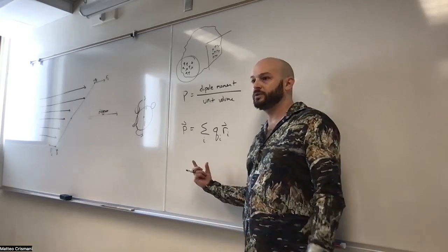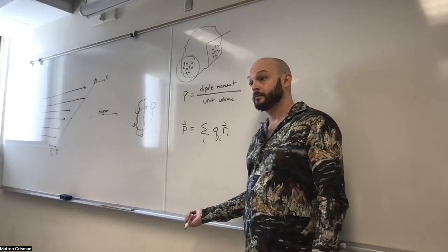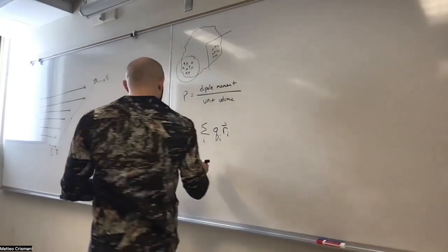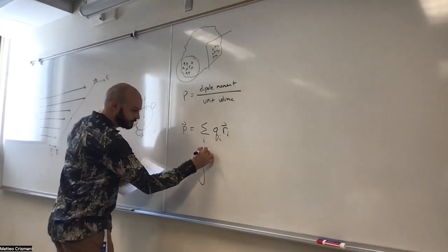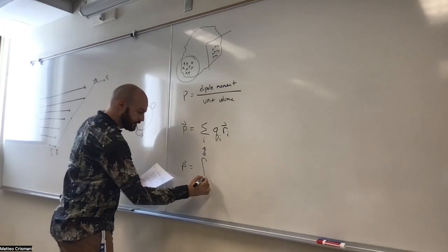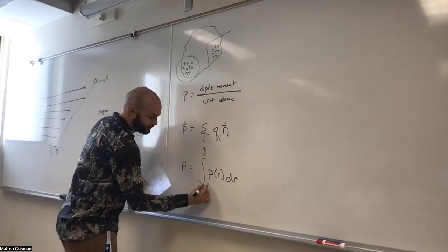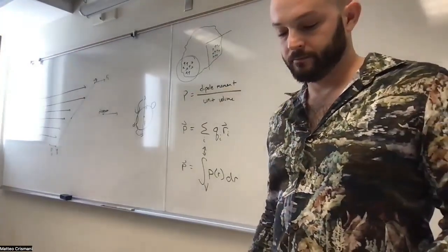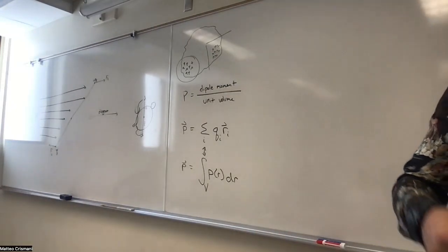So if this was continuous, what would you do? An integral, right? This is discrete. An integral is continuous. So you'd say something along the lines of the integral of P dV, and this will be over the volume. Okay.